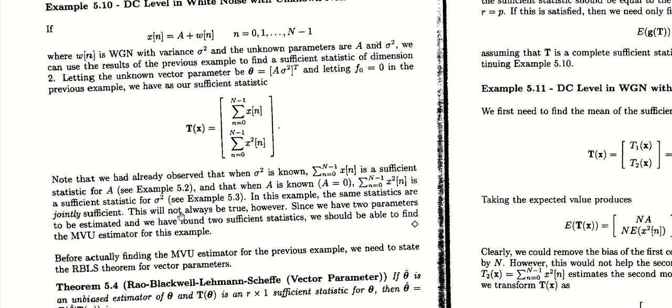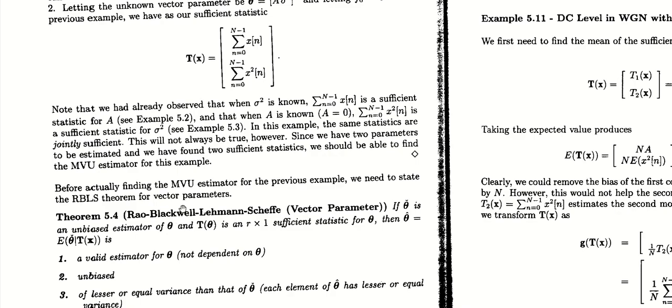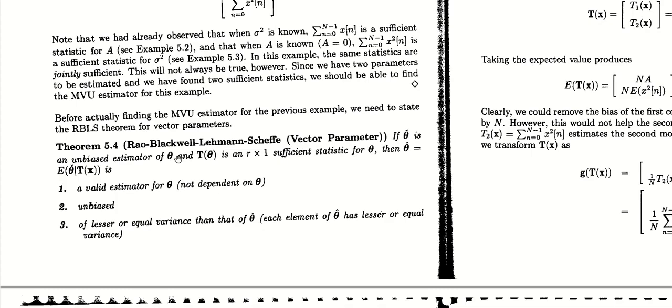But this will not always be true. This is a coincidence. Since we have two parameters to be estimated, we have found two sufficient statistics. We should be able to find the NVU.